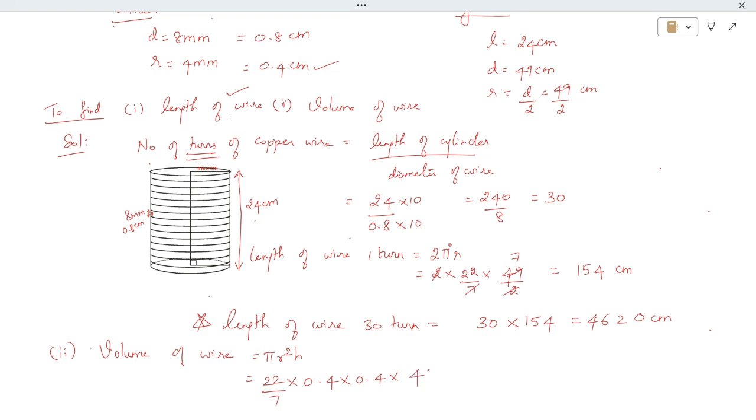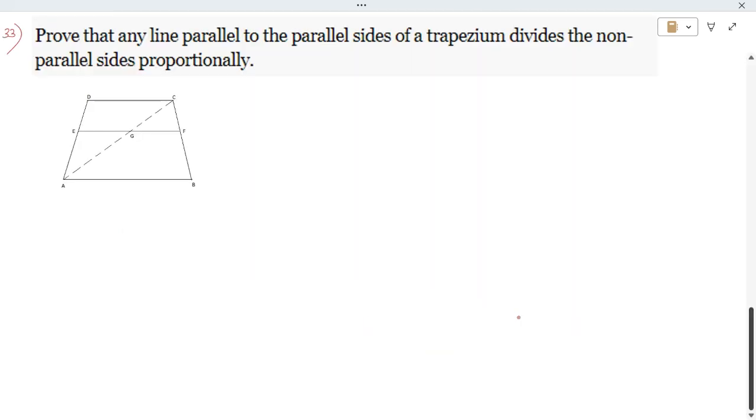That is 4620. Now I can cancel 7 and 4620. So 7 6 are 42. Again the carryover will be 4. So it becomes 42. Again 7 6 are, so it becomes 660. If you multiply all this and if you place the right decimal point, you will get 2323.2 centimeter cube.